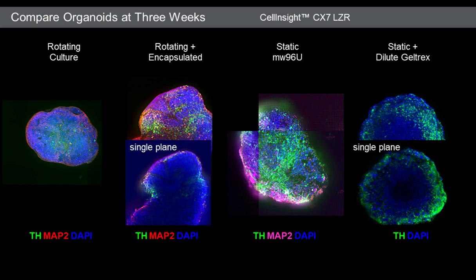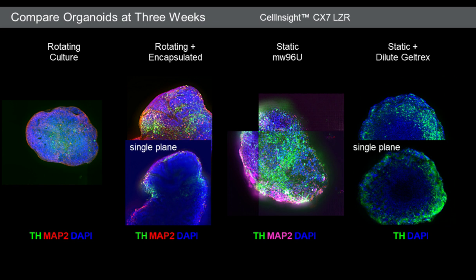Next, to see how these alternative workflows affect neuronal differentiation, we compared the organoids at 3 weeks by whole-mount immunostaining. The organoids were stained with antibodies and cleared with the CytoVista reagent, and then imaged on the Cell Insight CX7 laser high content analysis instrument. So the first example here is from free-floating organoids specified in rotating culture. At 3 weeks, these have abundant MAP2 positive neurons around the outside in red, while the tyrosine hydroxylase positive dopaminergic neurons marked in green are a subpopulation with relatively short projections.